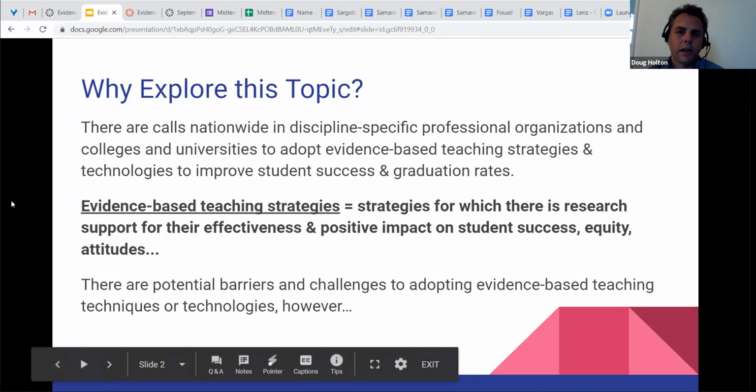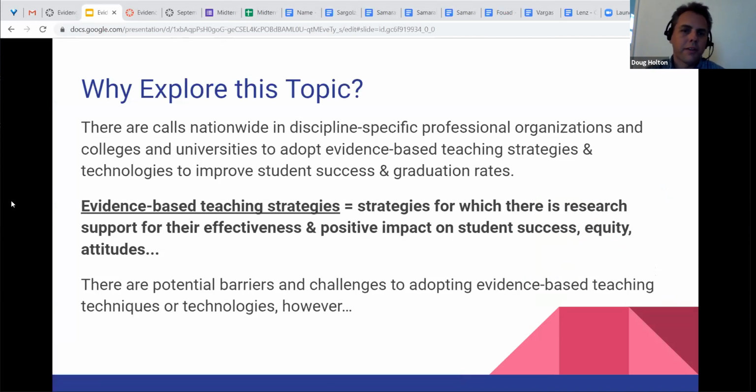Okay. So another motivation for this is that it is now very widespread that different professional organizations, like biology, physics, and so on, have been calling for adopting evidence-based teaching strategies. Those are strategies where there's usually research evidence that they can improve student success, maybe reduce equity gaps, or improve student attitudes, or their self-efficacy or confidence, or their sense of belonging, any kind of positive impacts like this.